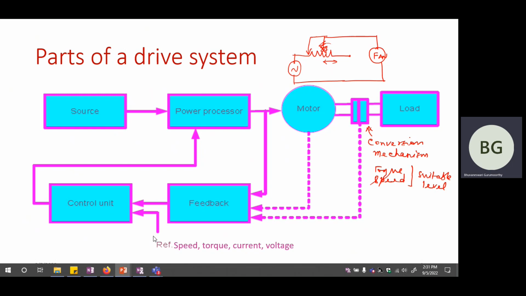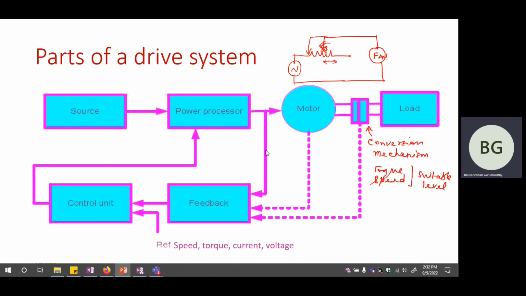So that speed will be compared with the reference speed of 1500 RPM, and correspondingly the control unit will decide whether the current has to be increased further, maintained at the same value, or decreased further. So the power processor is going to adjust the electrical quantities being pumped into the motor, such that the reference speed is eventually followed by the actual speed. So the actual speed also becomes 1500 RPM.